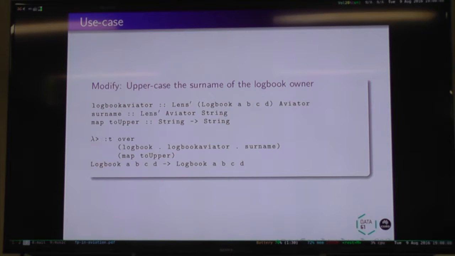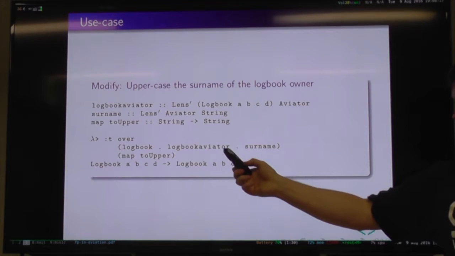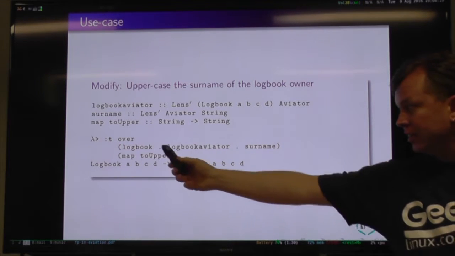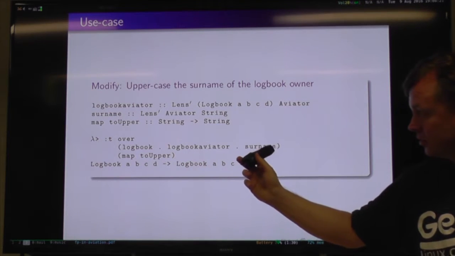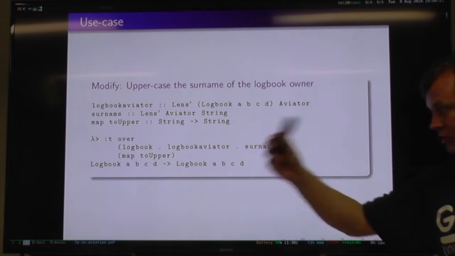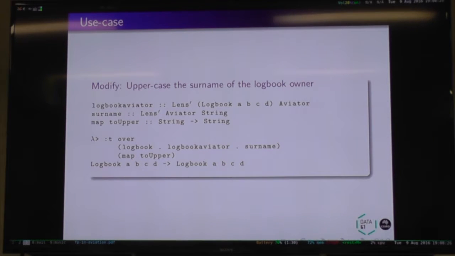Uppercase the surname. This might be for pretty printing, I don't know why. You might want to uppercase the surname of the logbook owner, again. Function from logbook to logbook, over that lens. I think that's a lens. Yes, it is. Turn every character into uppercase.